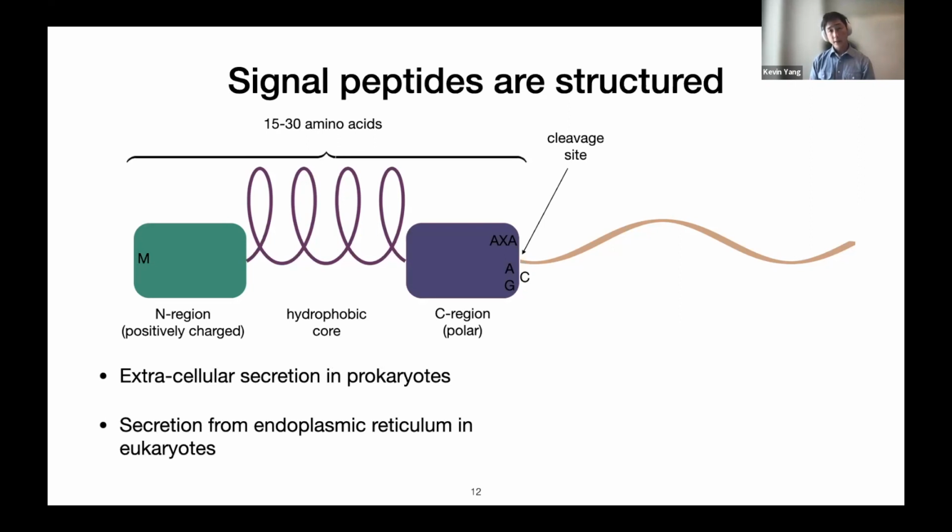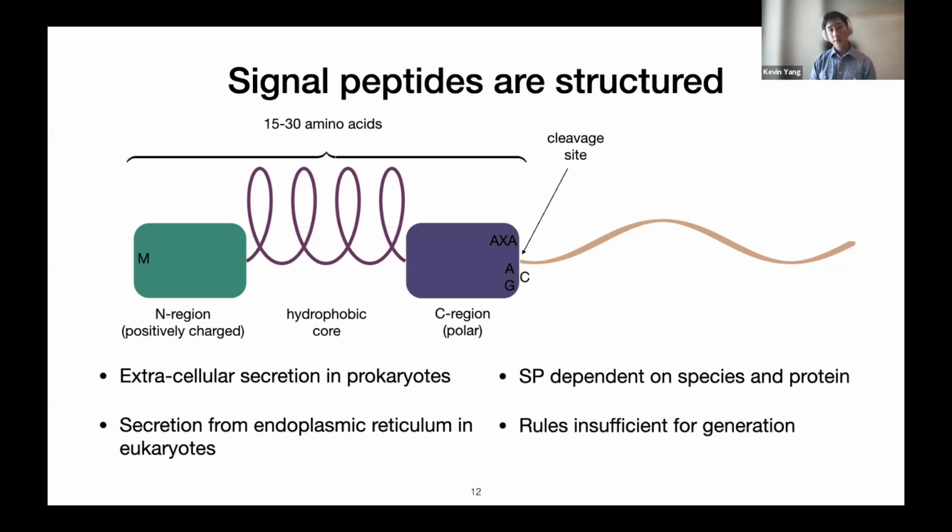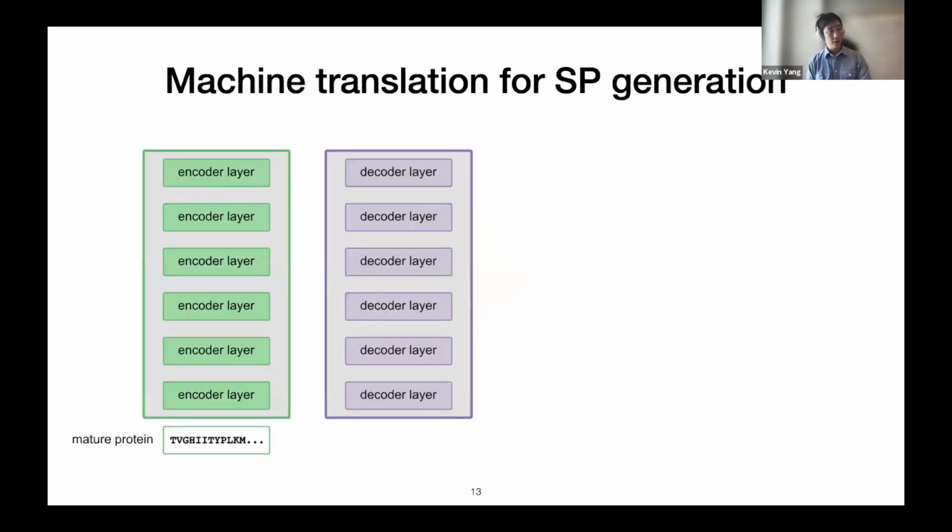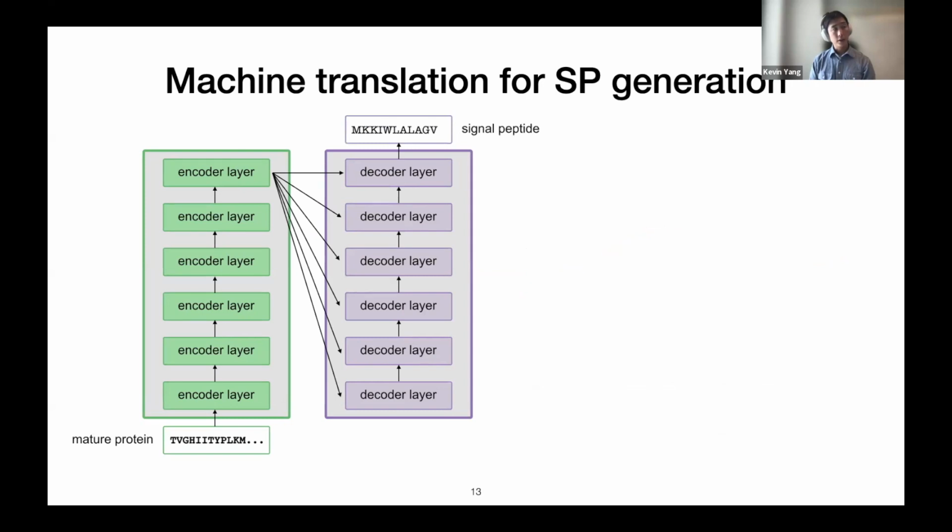And the signal peptide sequence is dependent on both the species and the protein sequence. And these simple rules I've shown above are insufficient to generate new functional signal peptides. So we try to do this using a machine translation paradigm. The idea is you feed in the sequence of your mature protein to an encoder stack, and we're using transformers. And then you feed that to a decoder, which spits out the signal peptide.